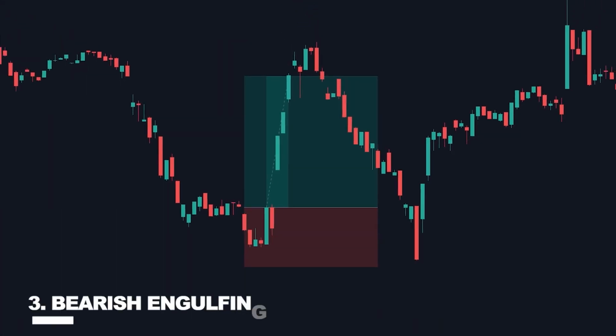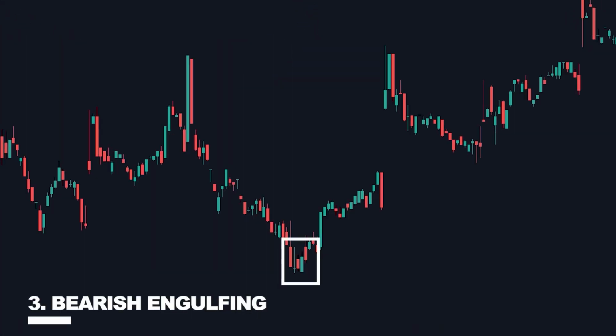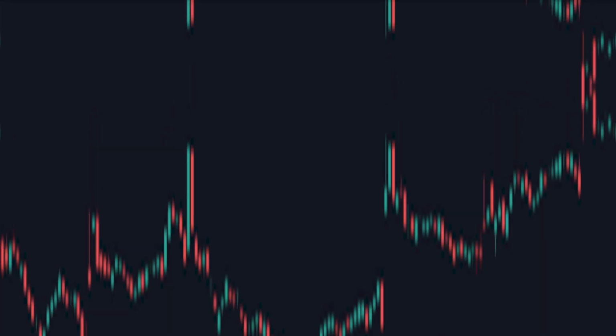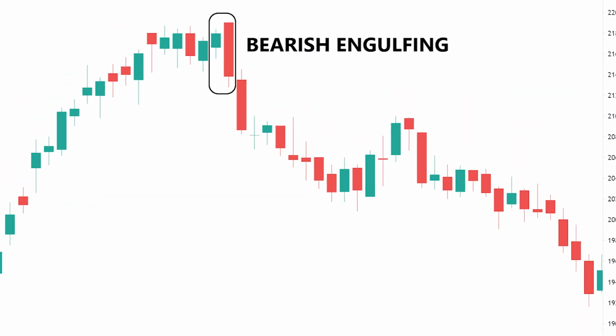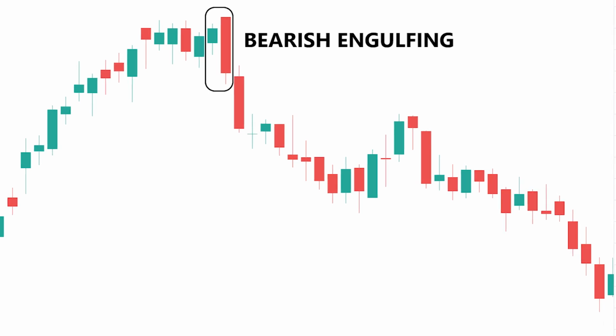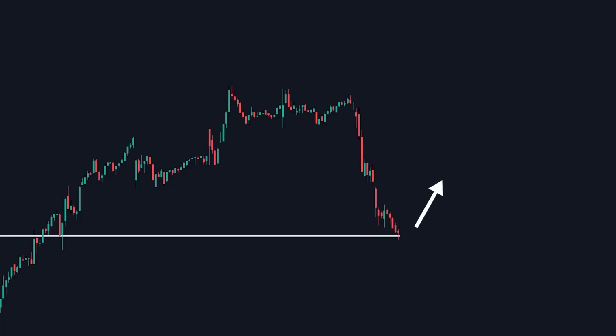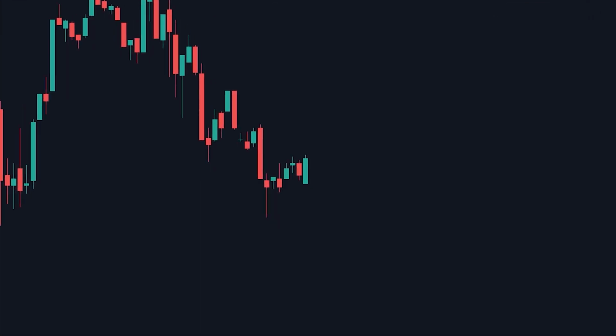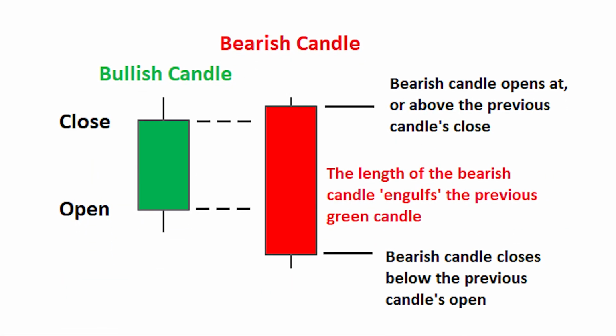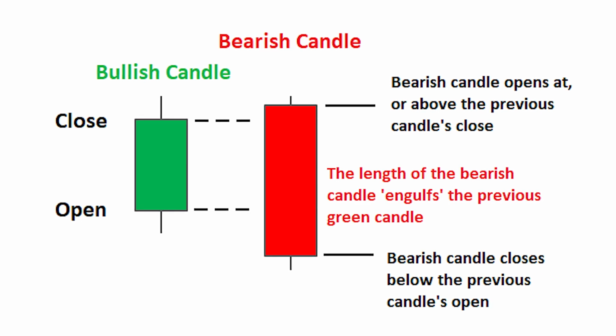Number 3. Bearish engulfing. A bearish engulfing pattern occurs at the end of an uptrend. The first candle has a small green body that is engulfed by a subsequent long red candle. It signifies a peak or slowdown of price movement and is a sign of impending market downturn. The lower the second candle goes, the more significant the trend is likely to be.